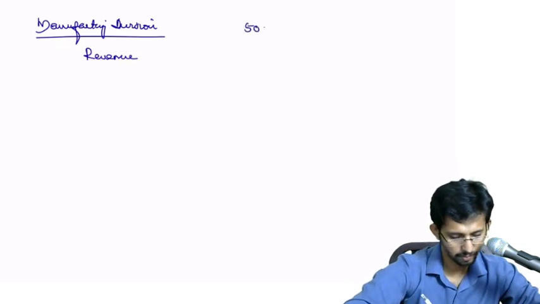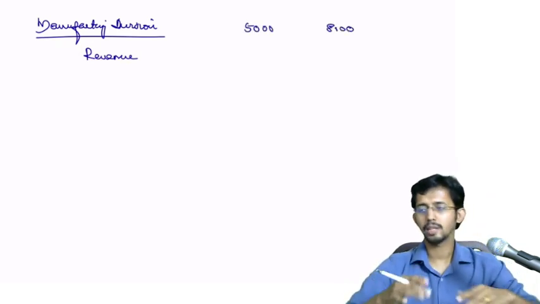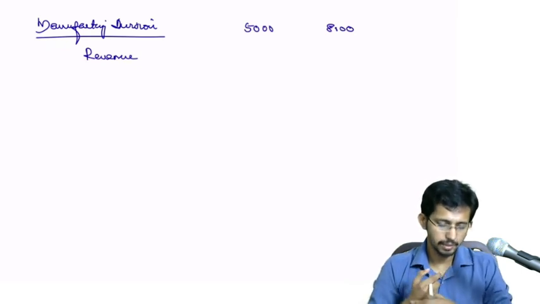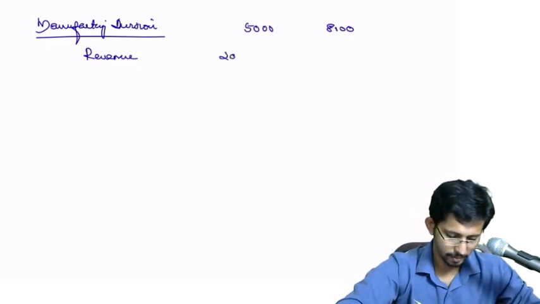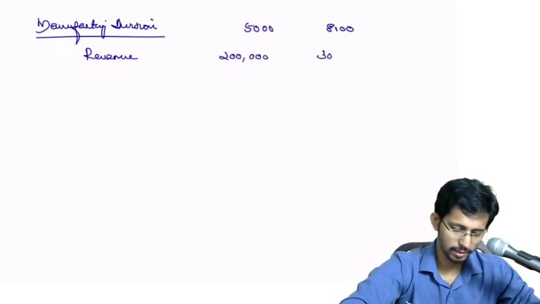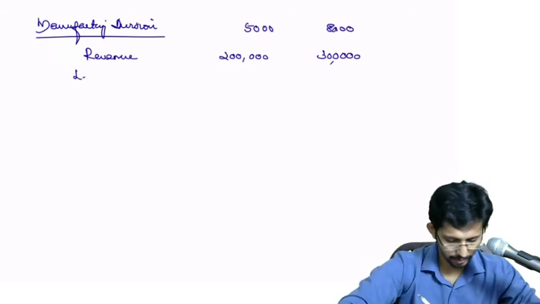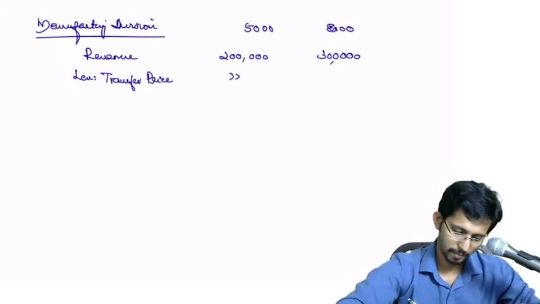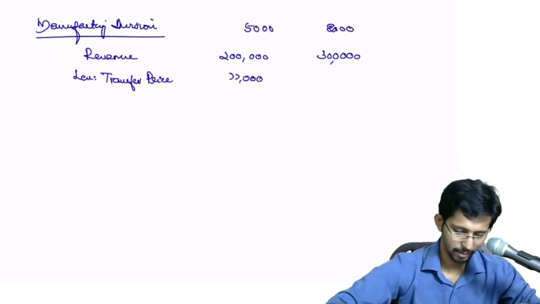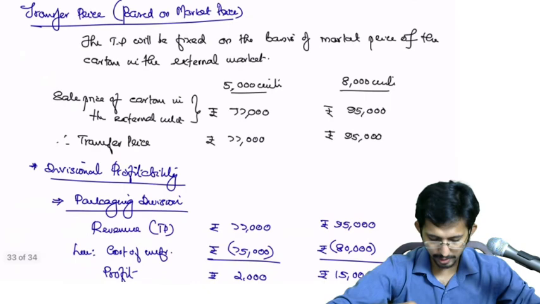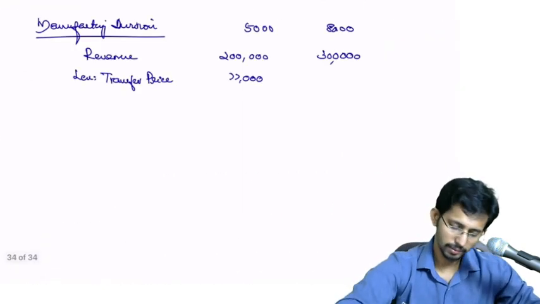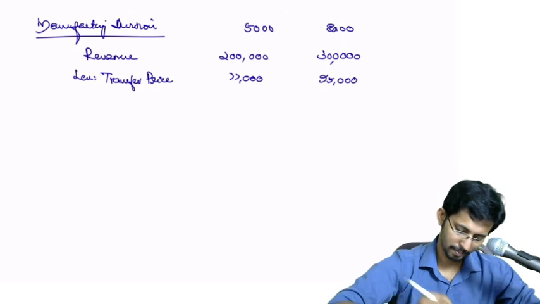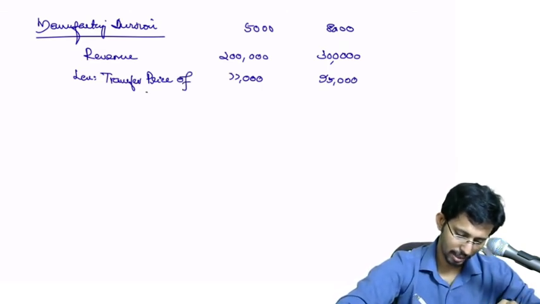Revenue: 5,000 and 8,000. What is the sales revenue? 2 lakh and 3 lakh. Okay, less transfer price. What is the transfer price here? 77,000, because that is the rate at which they are selling, and 95,000. Then transfer price of cartons.